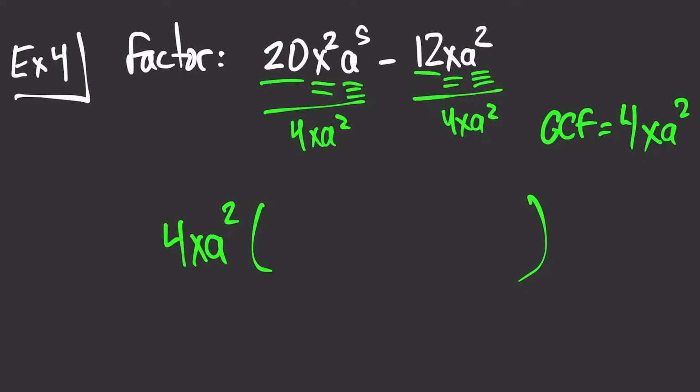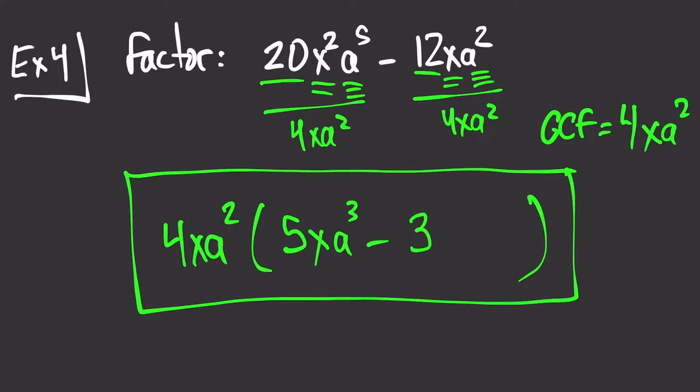So 20 divided by 4 is 5. X squared divided by x is x. A to the 5th divided by a squared is a cubed. Minus 12 divided by 4 is 3. X divided by x is 1. A squared divided by a squared is 1. So this here is my factored solution.